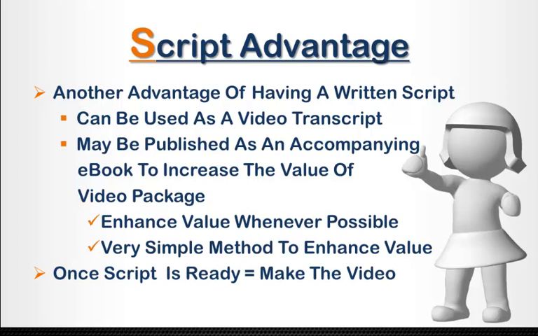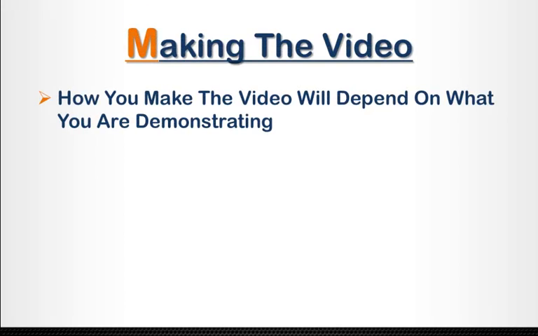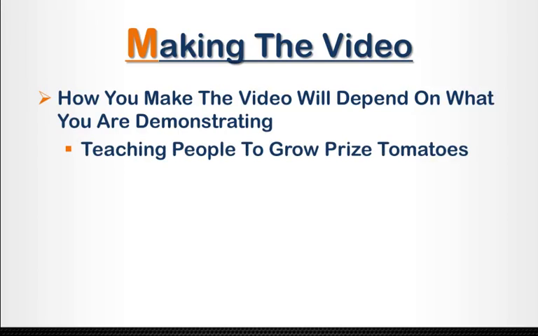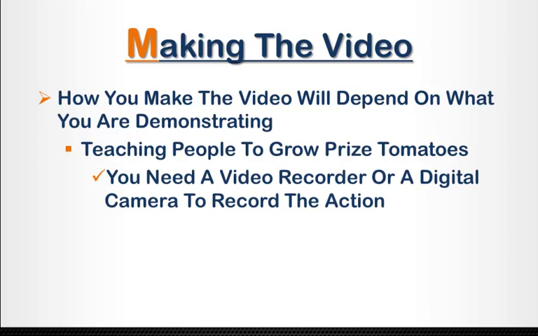Once you have a script that you're going to follow when making your video, the next step is to actually do so. How you actually make the video will, to a large extent, depend upon what it is you are demonstrating. For instance, if you are teaching people to grow prize tomatoes, then you're going to need a video recorder or a digital camera with which you can record the action.